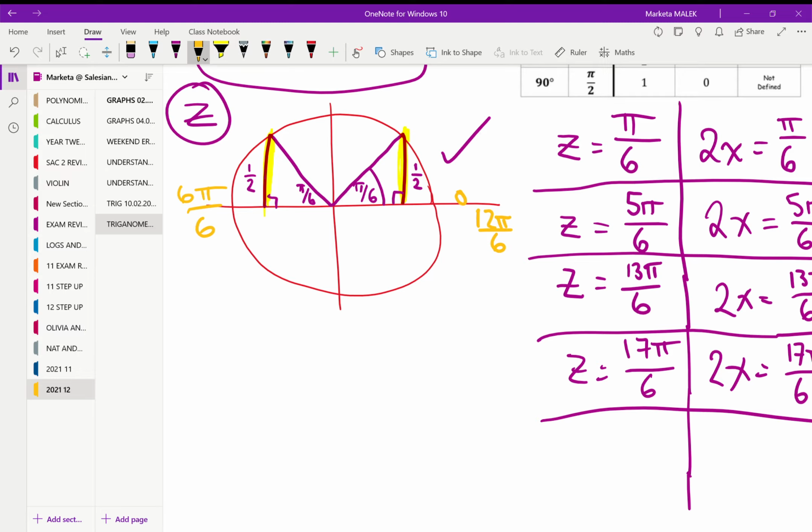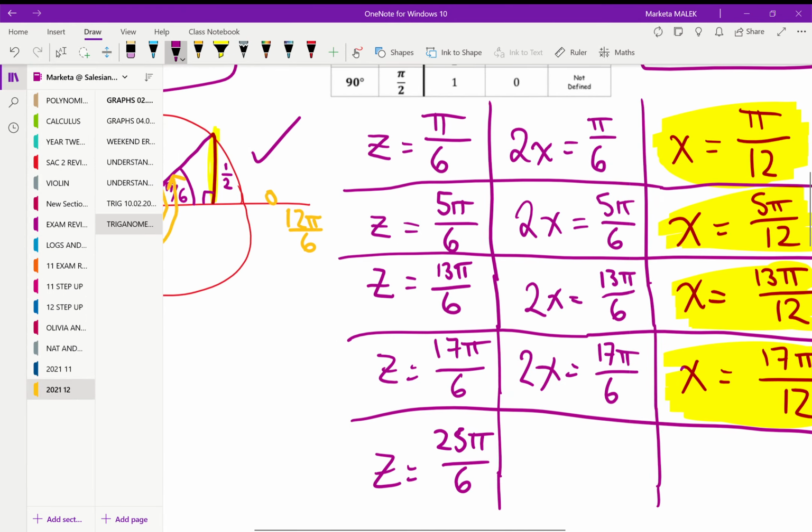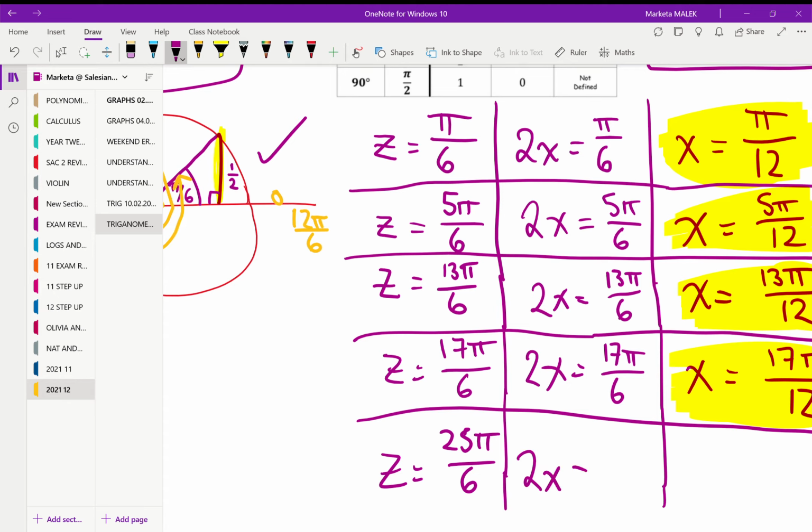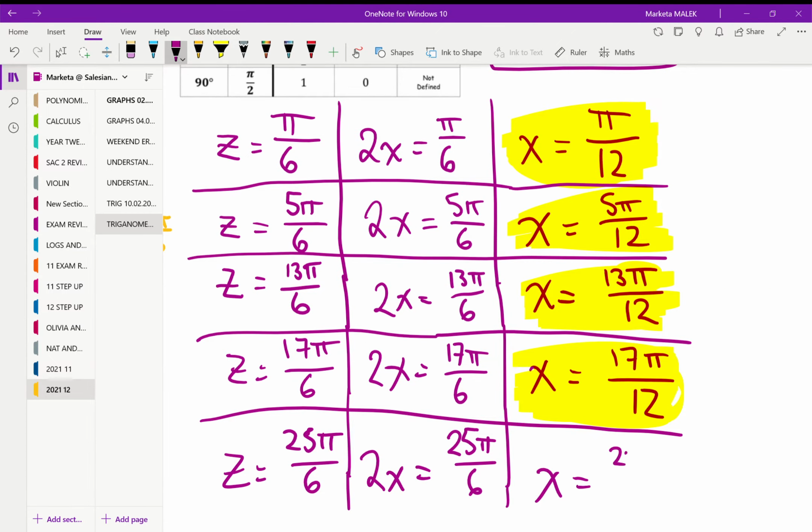I can see that I'm not going to have any more solutions, but just to show you, I'll do one more. So we have 6, 12, 18, 24, 25. So that means that z equals 25 pi on 6, and you can probably already see how this is going to be too large, but let's continue it for the sake of completeness. 25 pi on 6, and then of course x equals 25 pi on 12, and this is outside the domain, so I'm not going to be including that one.